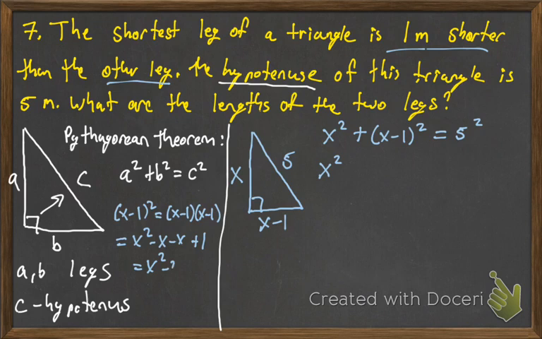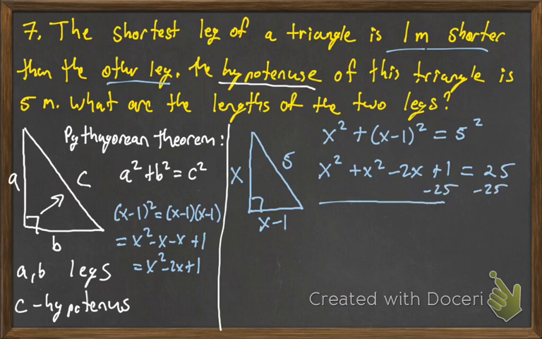X squared minus 2x plus 1, plus x squared minus 2x plus 1 is equal to 25. This is quadratic, so we would like to do two things. Combine like terms, so add the x squareds together, and also subtract 25 from both sides to set it equal to 0. So we have 2x squared minus 2x minus 24 equals 0.